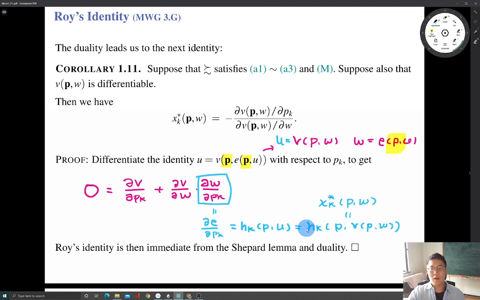Okay, so for this reason, the derivative of the right hand side becomes this times x sub k star. Okay, so we take this portion and the 0 on the left hand side. Now we can solve for x sub k, moving this term to the left hand side and dividing both sides by this derivative, and we obtain this formula.